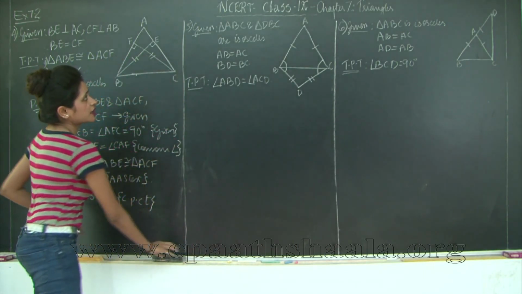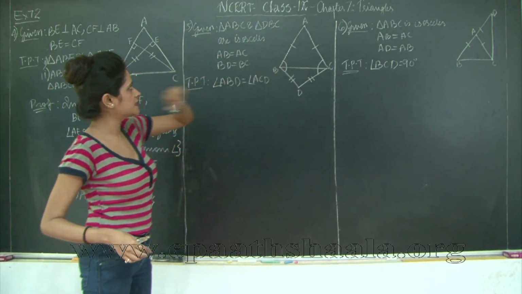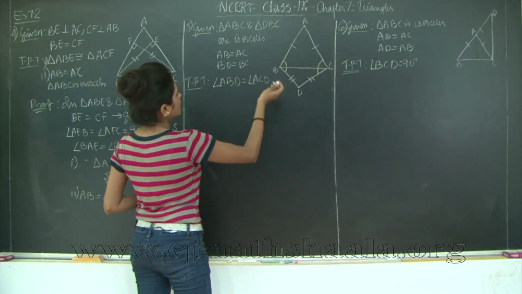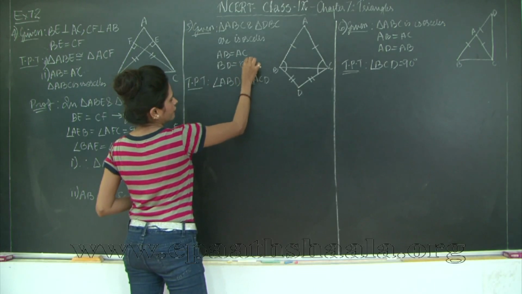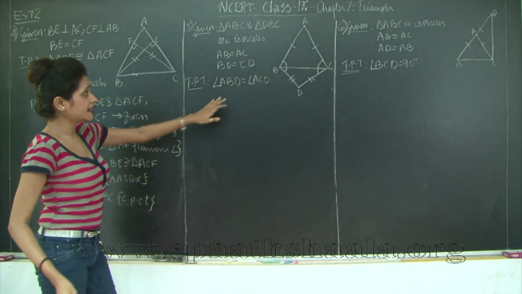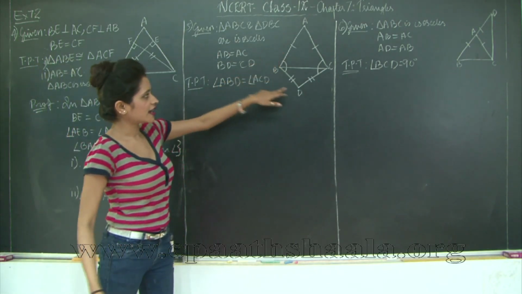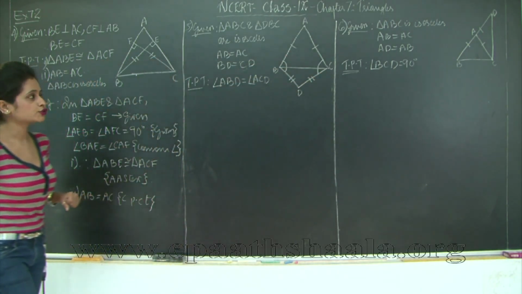Let's move on to question number 5. I have triangle ABC and DBC, which is isosceles. So I have AB is equal to AC and BD is equal to CD. Here I need to prove that angle ABD is equal to angle ACD. So this large angle here ABD is equal to angle ACD. Let us see how we are going to prove this.